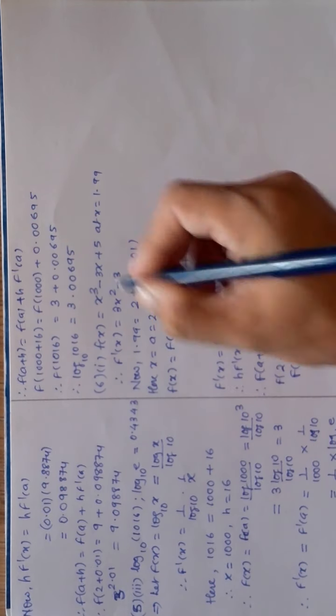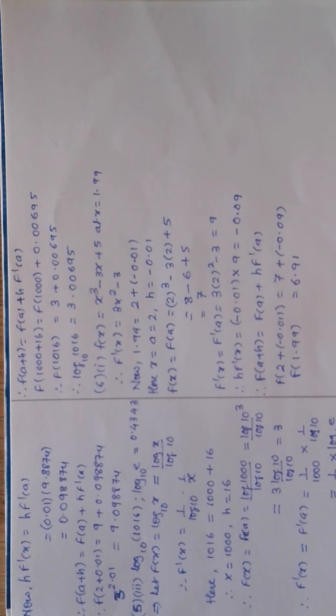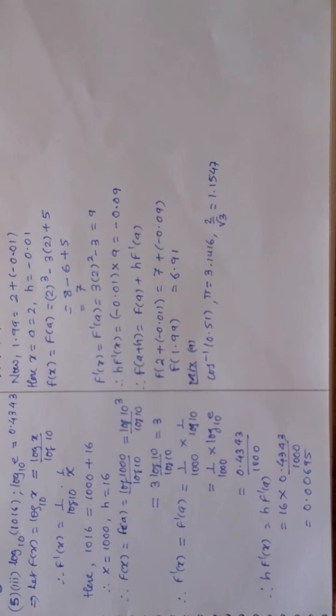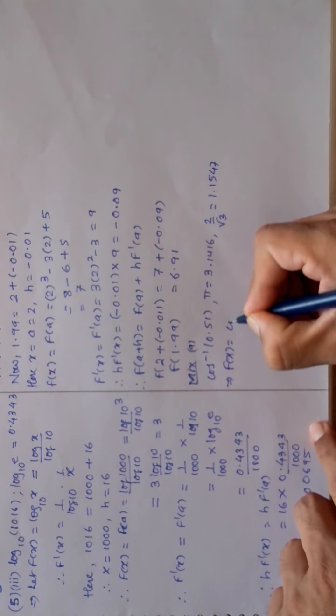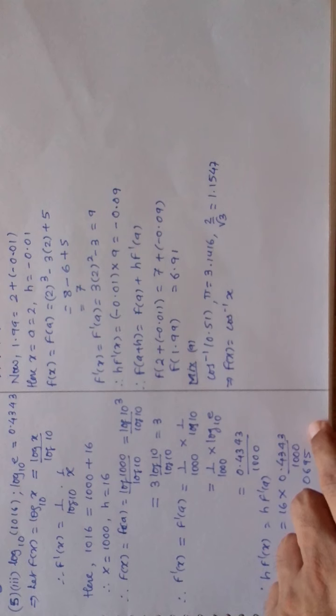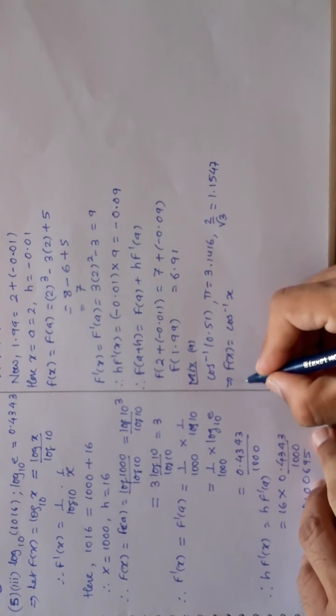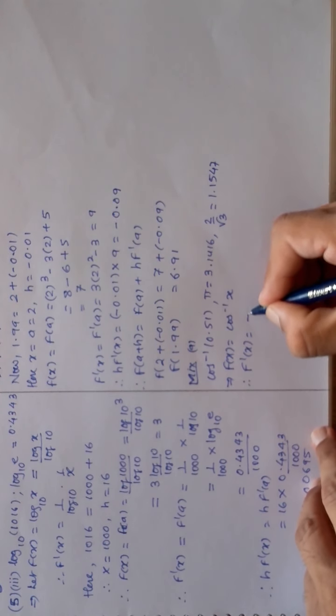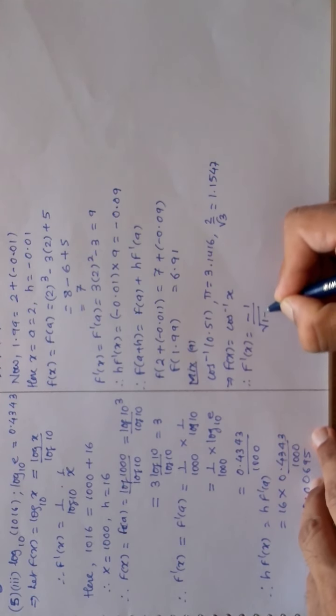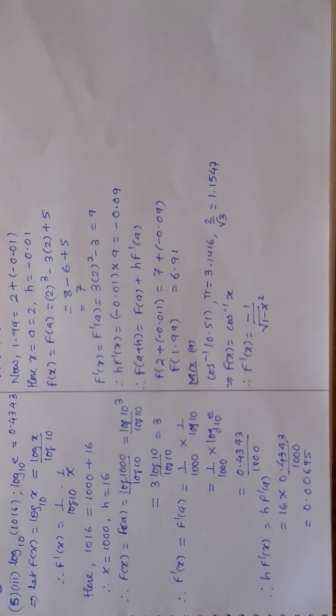f(x) is defined as x cube minus 3x square plus 5. The value of f(x) at 1.99 is 6.91. Now let us come to the last question. It says f(x) is equal to cos inverse x. Agreed. So obviously derivative of x will be what? That is minus 1 upon under root 1 minus x square, right?